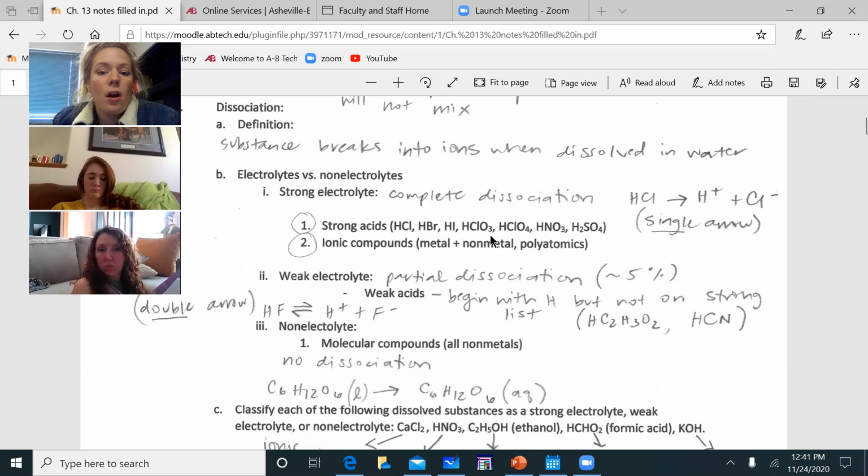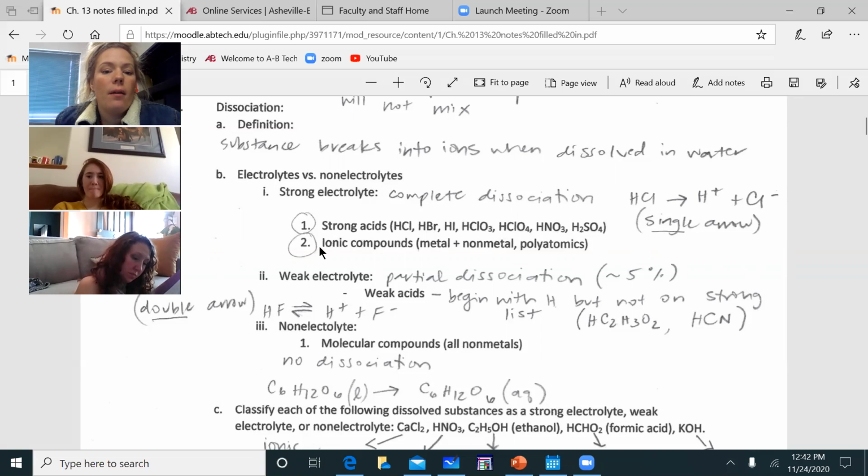Here are all the strong acids that we have: hydrochloric acid, hydrobromic acid, hydroiodic acid. We've got chloric acid and chlorous acid. We've got nitric acid and sulfuric acid. So you will want to have those memorized, or you want to have access to those. Anything else outside of these will be considered a weak acid.